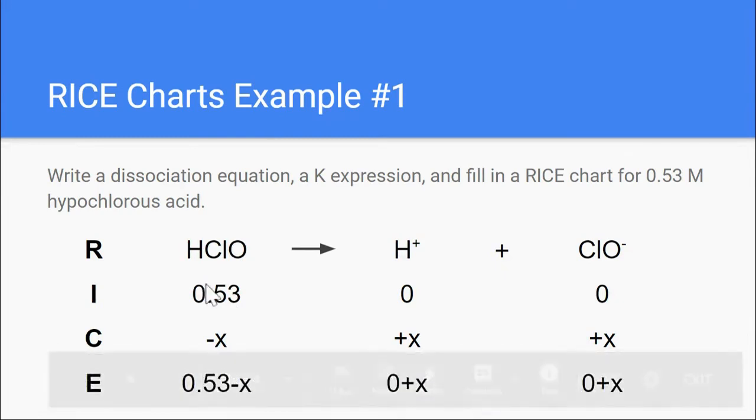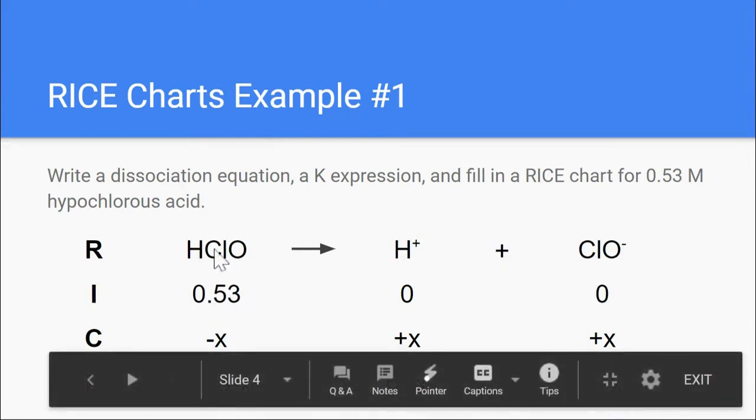Then if you think about before this thing breaks apart, if this has not broken apart, I do not have any H plus or any ClO minus. That's why I put a 0 here. So before this thing breaks up, there's none of this. Before you cut up a pizza, you have no slices. So this is the whole thing, and then this is how much there is before, or initially.